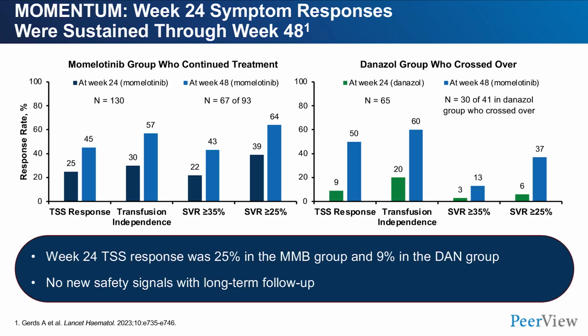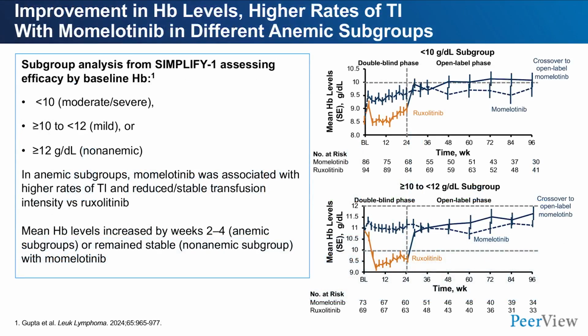But again, we can look also at different anemia thresholds, and here we analyze the SIMPLIFY-1 study. The SIMPLIFY-1 study was in JAK inhibitor-naive patients. It was a head-to-head comparison of ruxolitinib versus momelotinib. And here, these are the strata for anemia: severe, moderate, mild, or non-anemic. In the anemic subgroup, momelotinib was associated with higher rates of transfusion independence and reduced transfusion intensity versus ruxolitinib. So this was quite positive.